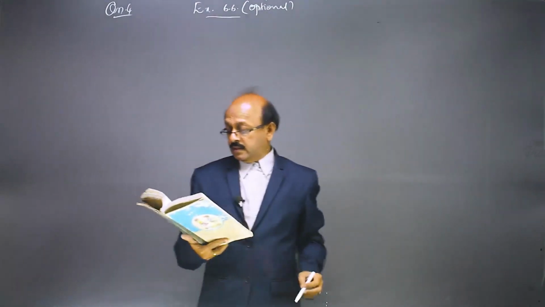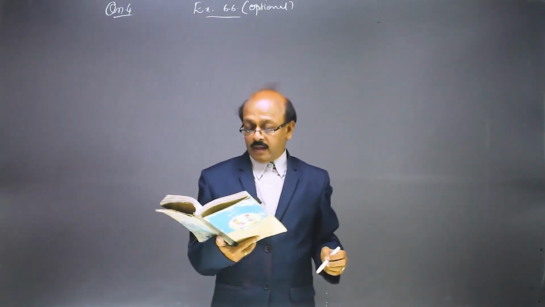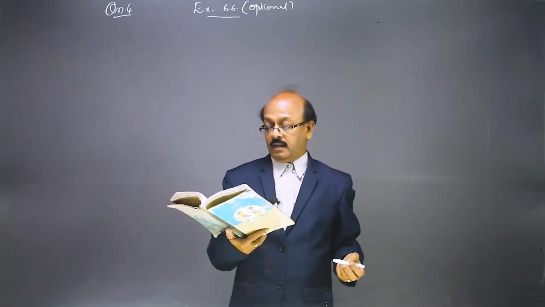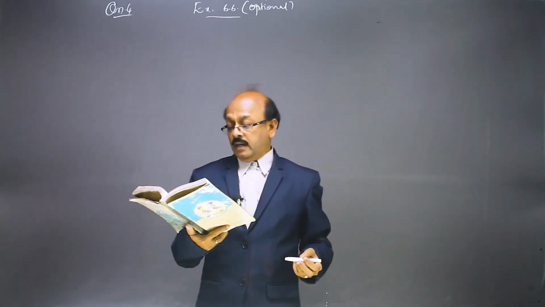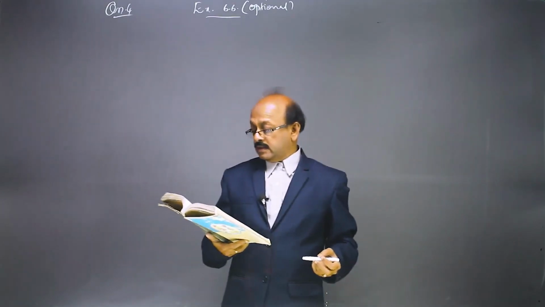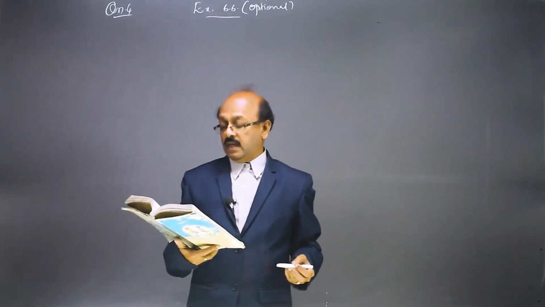The question is, in the given figure, ABC is a triangle in which angle ABC is less than 90 degree, and AD is perpendicular to BC. Prove that AC square is equal to AB square plus BC square minus 2BC into BD.